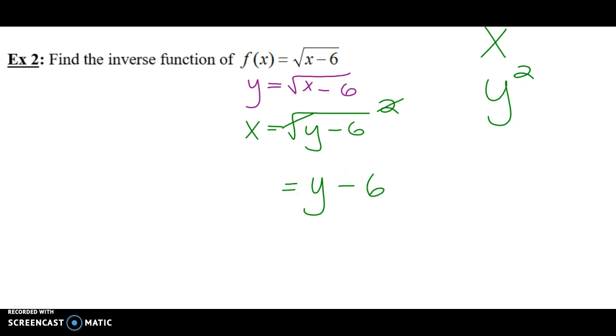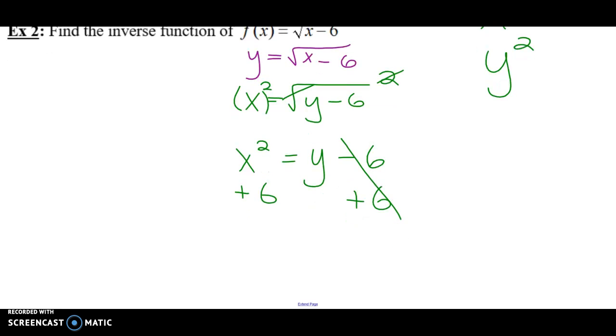If you square one side, you need to square the other side. So this just becomes x squared. And then what's the only thing that I need to do to get y by itself? Just add the 6 over. So now we're left with, I'm going to write y on the left equals, what's on this side? X squared plus 6.